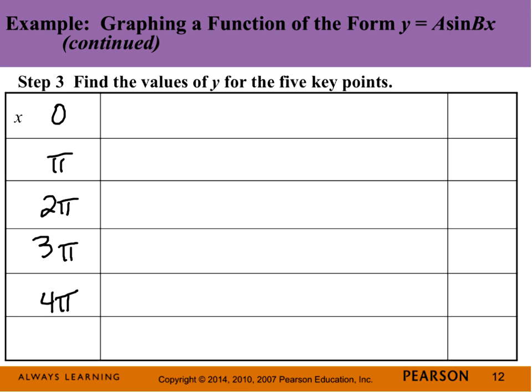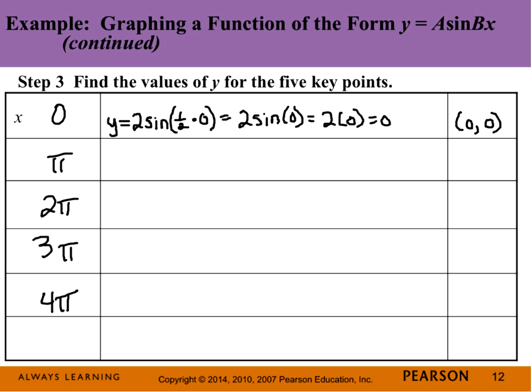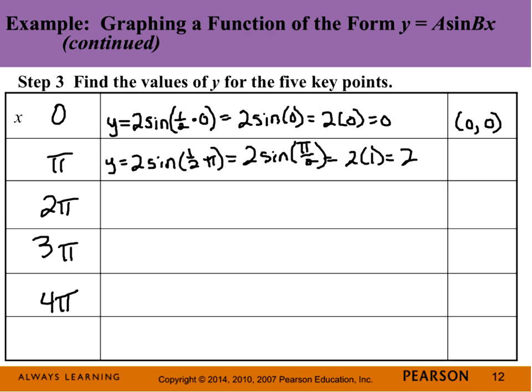All right, so we have y equals 2 sine of 1/2 times x. So in this case, that's 1/2 times 0. So that's 2 sine of 0. The sine of 0 is 0, so that's 2 times 0, which is 0. So we have the point 0, 0. And y equals 2 times the sine of 1/2 times pi is 2 times the sine of pi over 2. The sine of pi over 2 is 1. So we have the point pi, 2.